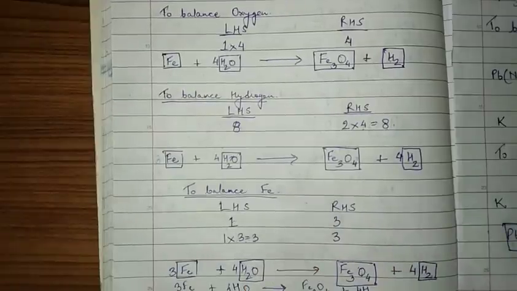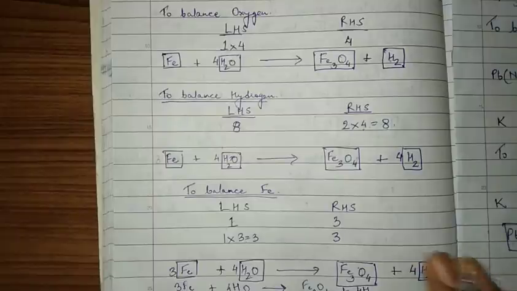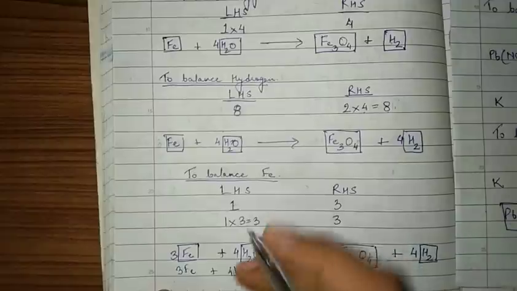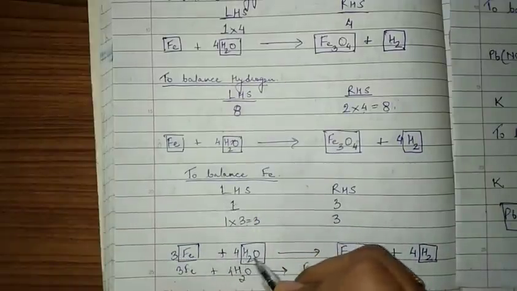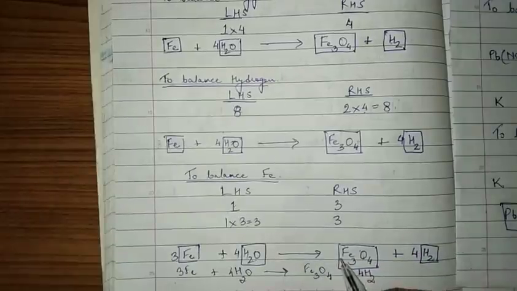So, it becomes 3 now, and the right hand side Fe is already 3. So, finally, how will our equation look? 3 Fe plus 4 H2O gives Fe3O4 plus 4 H2.